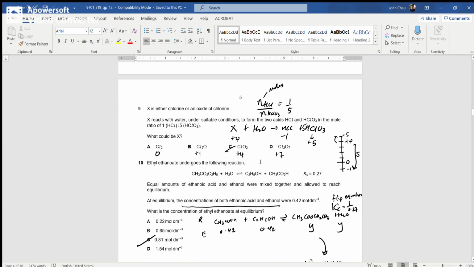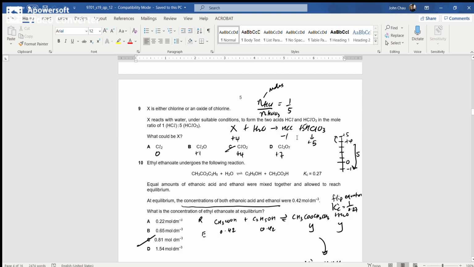Number 9. X is either chlorine or an oxide of chlorine. X reacts with water under suitable conditions to form two acids, hydrochloric acid and chloric acid, HClO3, in the mole ratio of 1 to 5. So what could X be?